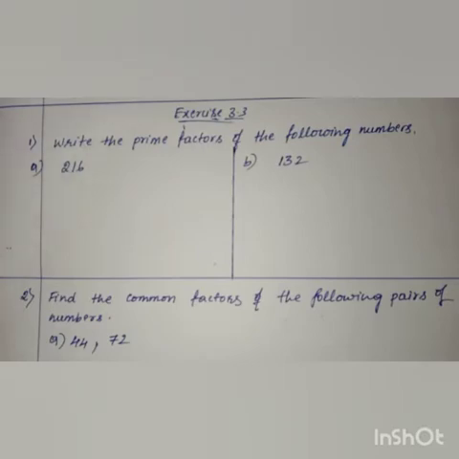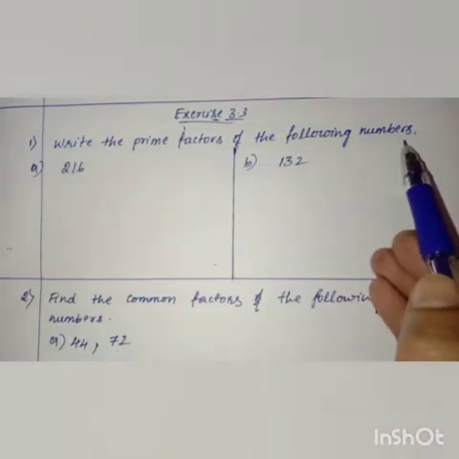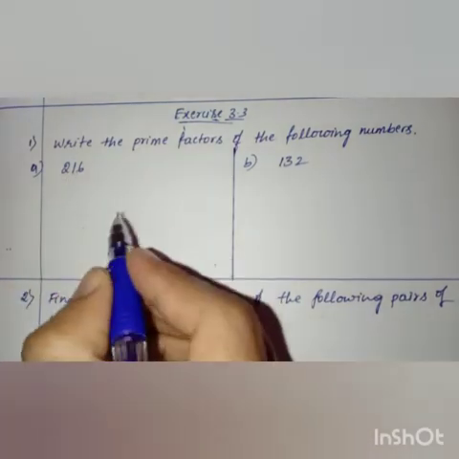Good evening, children. In the previous session, we completed exercise 3.2, right? Now, let us continue with exercise 3.3. Question number 1. Write the prime factors of the following numbers. So, first question, A, 216.